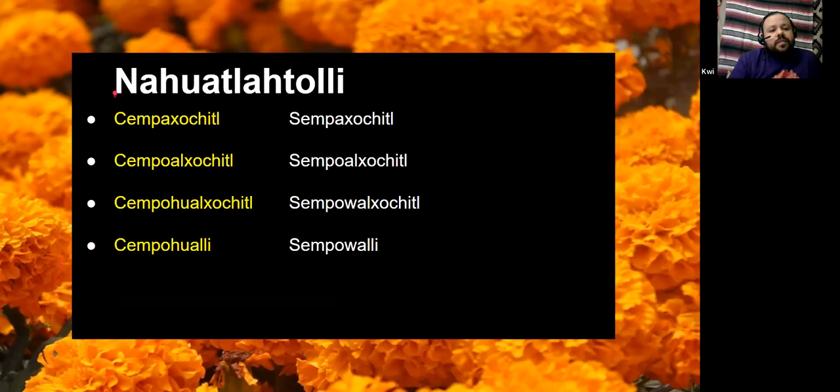We saw the different ways of saying it in Nahuatl, right? So Nahuatl language is what this means. These are different variations of the name, but they are all referring to the flower. It's the same type of flower for the Day of the Dead. We have Sempoalxochitl in classical orthography in yellow, and then on the right, you have the new orthography. Similar pronunciation here, or simply just as Sempoal.